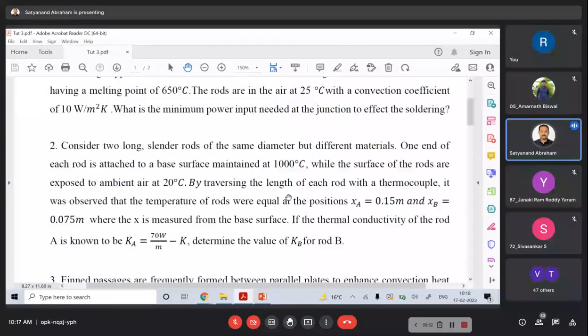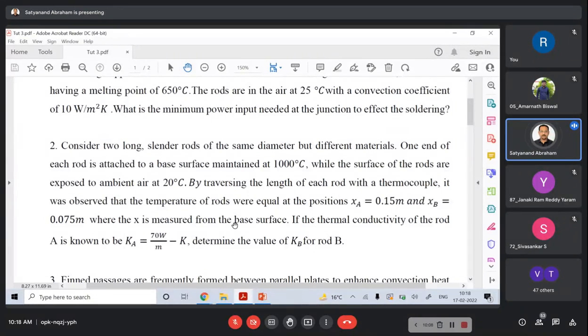By traversing the length of each rod with a thermocouple, it was observed that the temperature of the rods were equal at a position xA equal to 0.15 meter and xB equal to 0.75 meter.